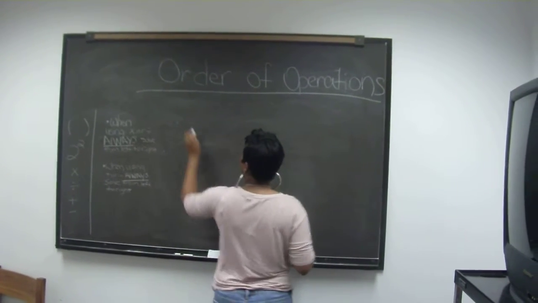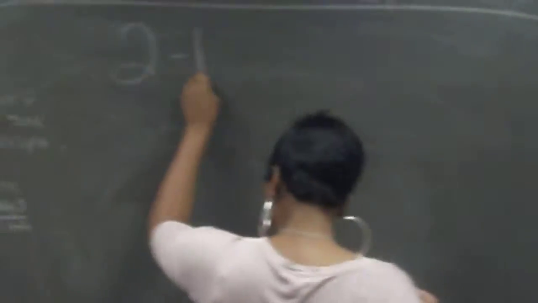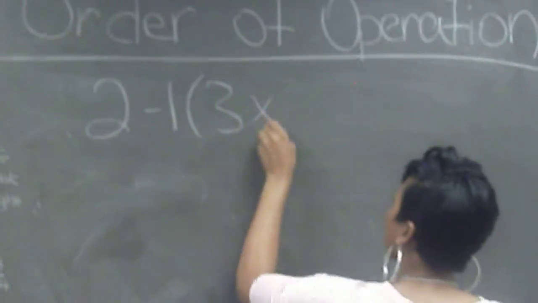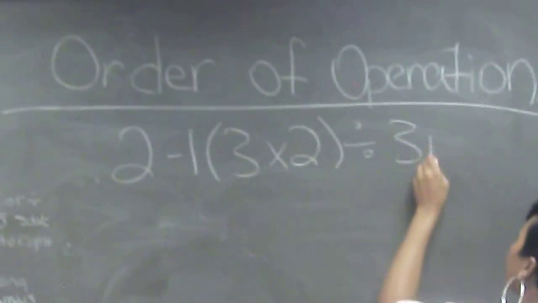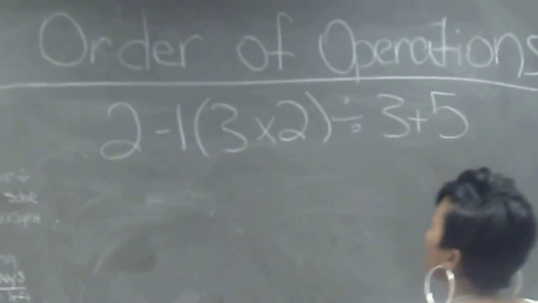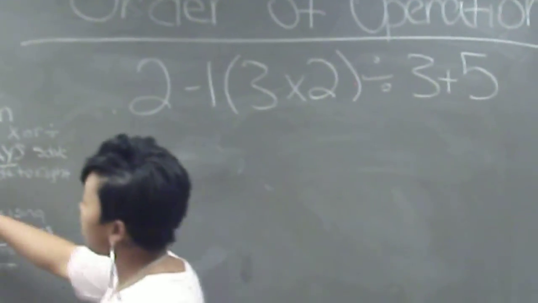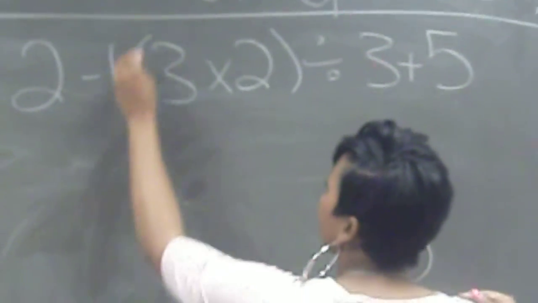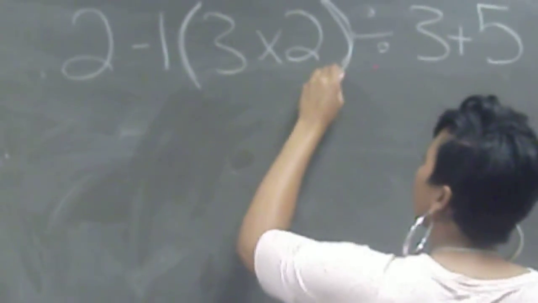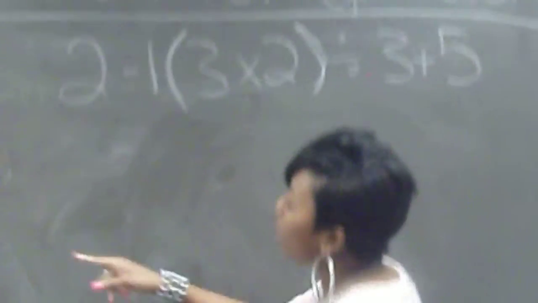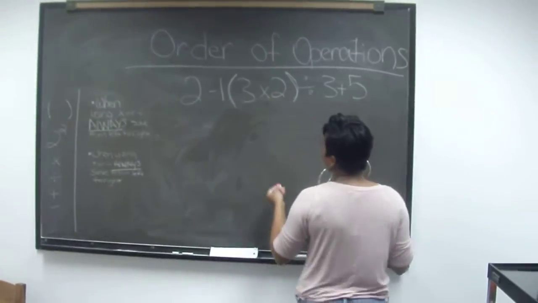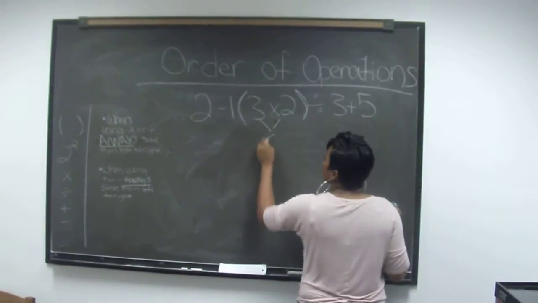Okay, so for the first example, we have this problem. So first what I'm going to do is my P, my parentheses. We always do parentheses first when we're doing order of operations. What's in parentheses is 3 times 2. Just because the multiplication sign is in the middle doesn't mean we do multiplication first. We're going to do the parentheses first. So 3 times 2 is 6.